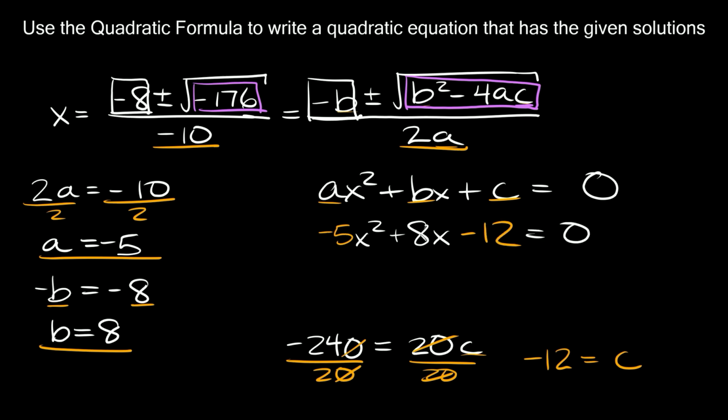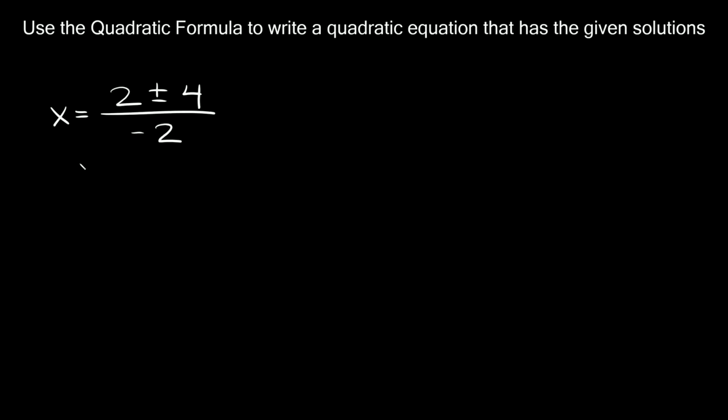Okay, so there's A, this is B, should have done it in orange, and C. All right, so there's your final equation. All right, let's try one more.